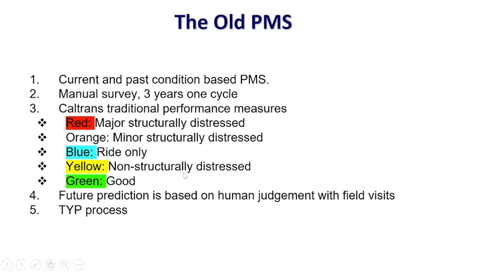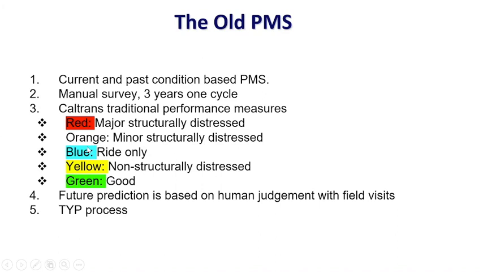Based on that, Caltrans also has our own traditional performance measures. That is the needs assessment or identification, right? So we have the ROBYG. That's based on color. The red is major structurally distressed, orange is minor structurally distressed, the blue is ride only, the yellow is non-structurally distressed, and good is good. Based on these colors, there is another connotation, which is the treatment.